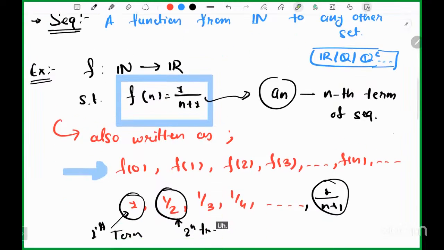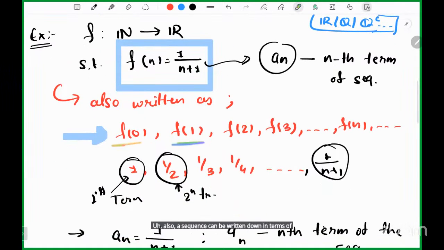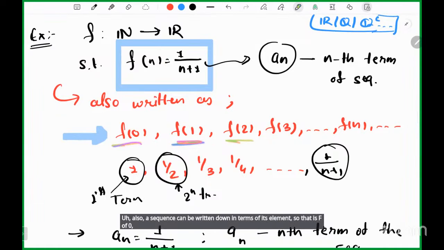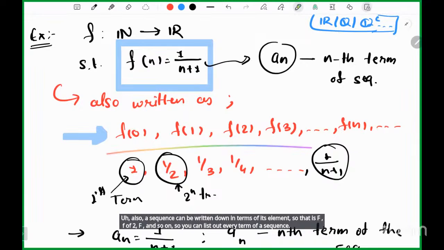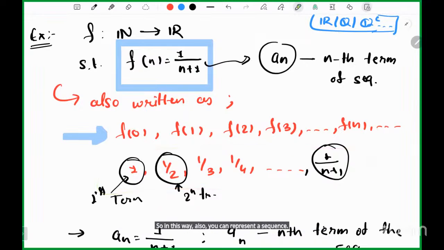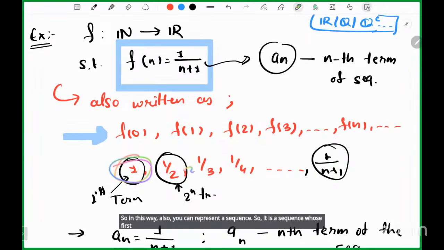Also, a sequence can be written in terms of its elements. That is f of 0, comma, f of 1, f of 2, f of 3, and so on. So you can list out every term of a sequence, and in this way also you can represent a sequence. It is a sequence whose first term is 1, second term is 1 by 2, third term is 1 by 3, and so on.